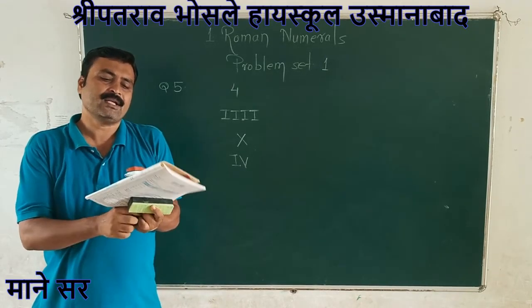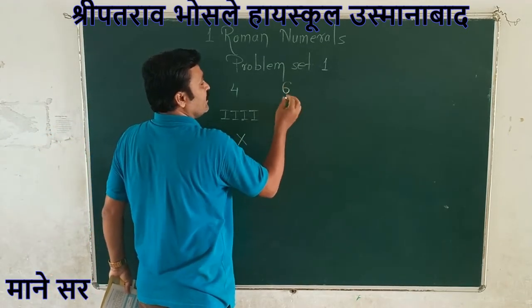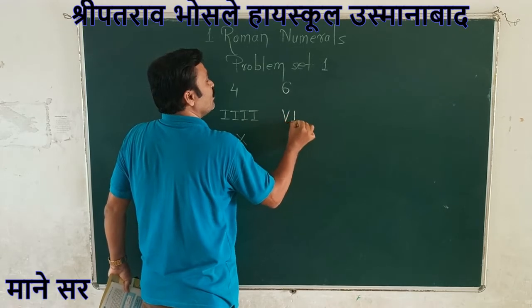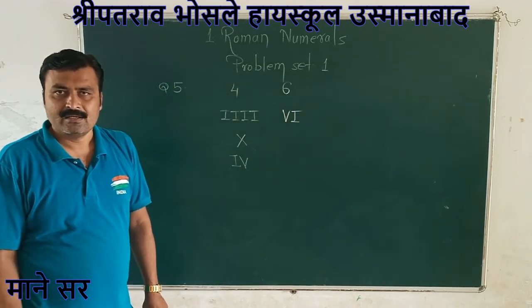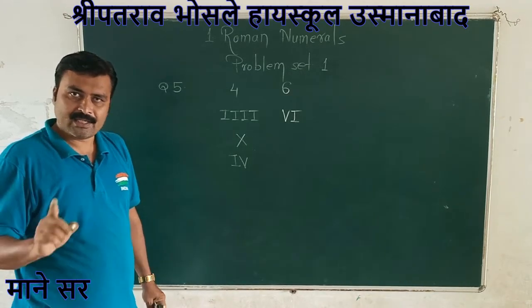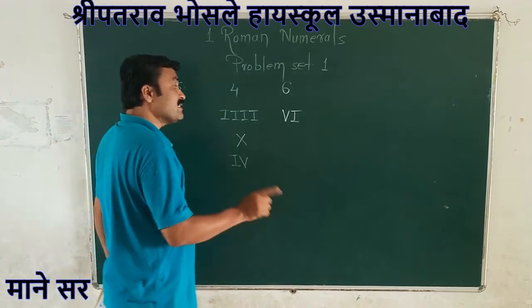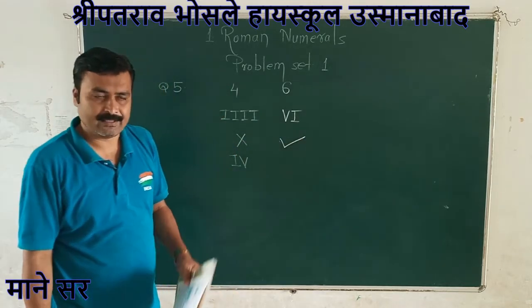Second example given is a 6 here, and this 6 is written in Roman sign as VI. Let's think about this. 6 and VI match. If yes, then it is correct, and if it is correct, then we have to put up the right sign.